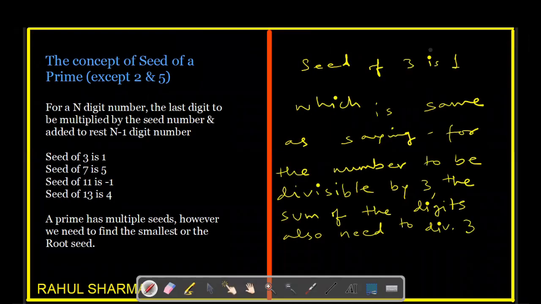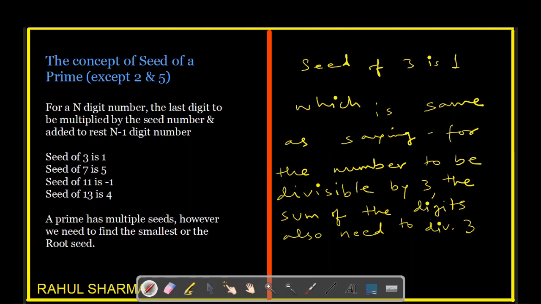The seed of 3 is 1, which is the same as saying that for the number to be divisible by 3, the sum of the digits also needs to be divisible by 3. In fact, in episode 1, we understood for divisibility criteria by 3 and 9, the sum of the digits has to be divisible by either 3 or 9 for the number to be divisible by 3 or 9. And by saying seed of 3 is 1, and subsequently we'll discover the seed of 9 is also 1, it is the same thing as saying the sum of the digits have to be divisible by 3 or 9.